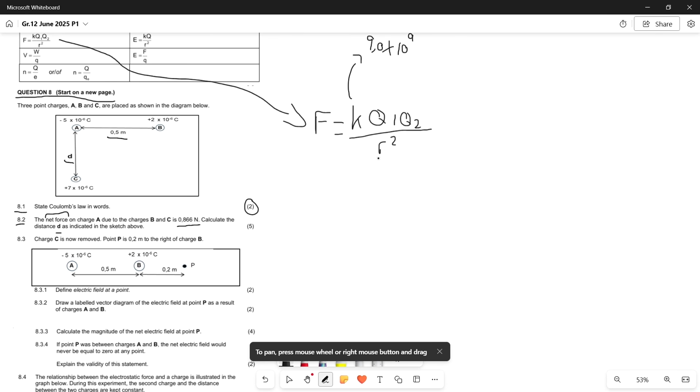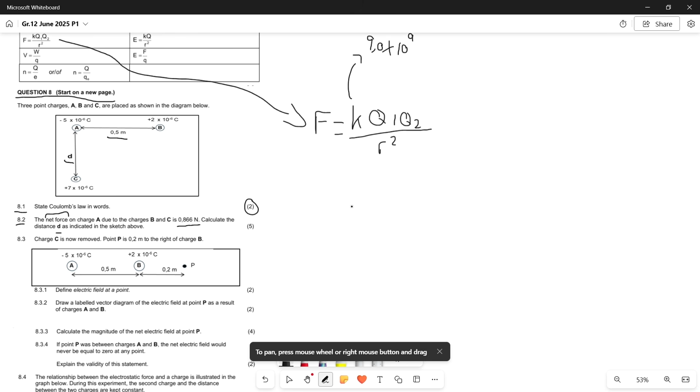which means it isn't just this formula once. What we're doing is this formula twice, because we have the net force over here. So we have to do this formula once for B on A, and then this formula again for C on A, and then equate them to the 0.866 newtons. So we'll set that up over here.